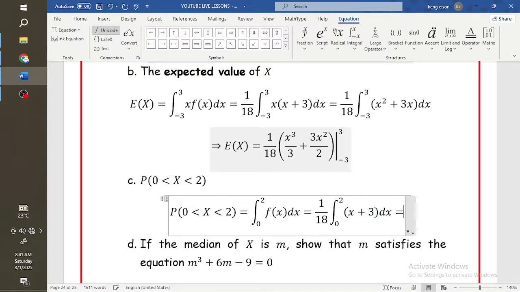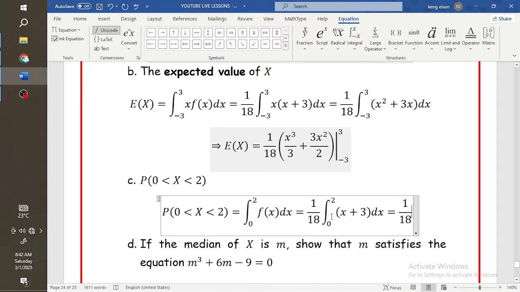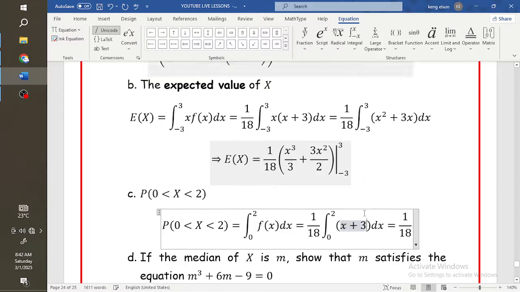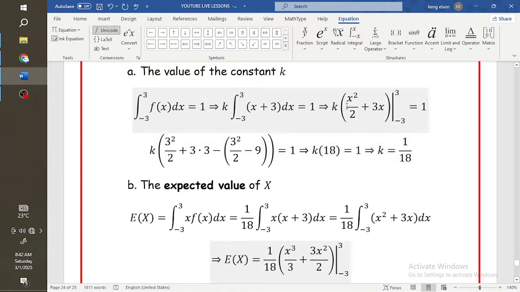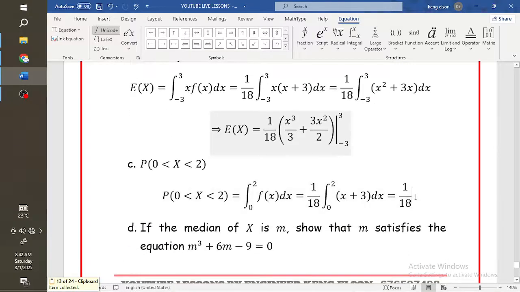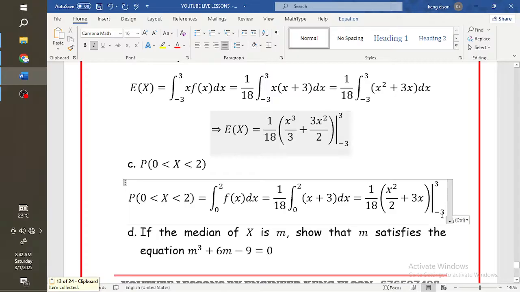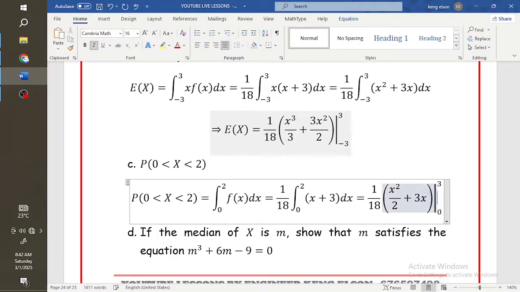Okay, so this gives me 1 over 18. Now I think if we integrate x plus 3, we have the answer already, right? The answer is x squared plus 3x. We'll just have to change the boundaries this time around. So you have x squared plus 3x, but here we are moving from 0 and we are arriving at 2.